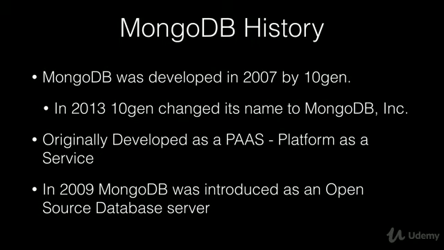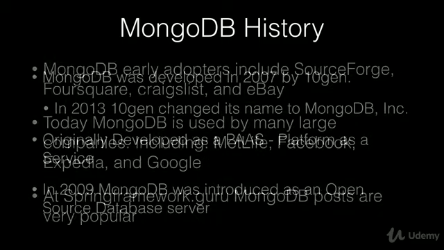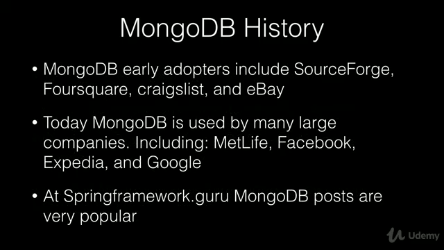MongoDB was developed in 2007 by a company called 10gen. In 2013, 10gen changed their name to MongoDB, Inc. So they originally developed Mongo as a PaaS application, so platform as a service. And then they took it to open source in 2009, and I think they found a lot more success with that business model. A little bit of history about Mongo.